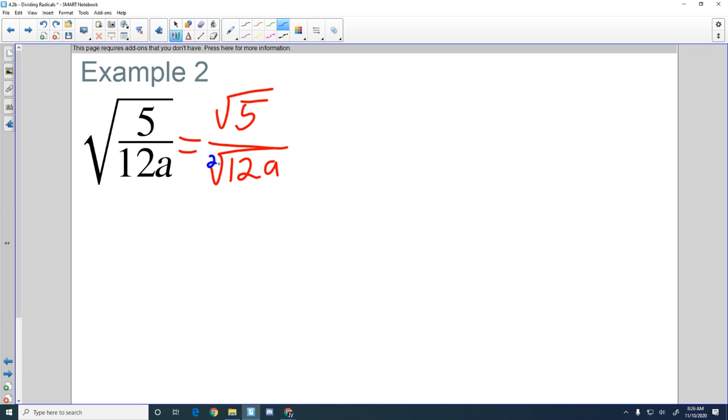This is an index of a 2. That's 12 to the first, and an a to the first. So how many more 12s do we need, and how many more a's do we need to make their exponents a 2? Well, I've got a 1 of each of them. I just need one more of each of them. And so then the focus here should be to multiply by another square root of 12a to the first, if you want to write those in, 12 to the first and a to the first, on the top and bottom.